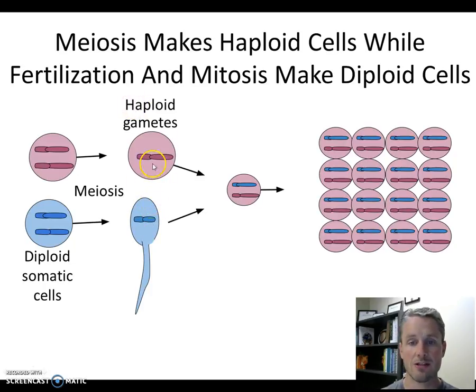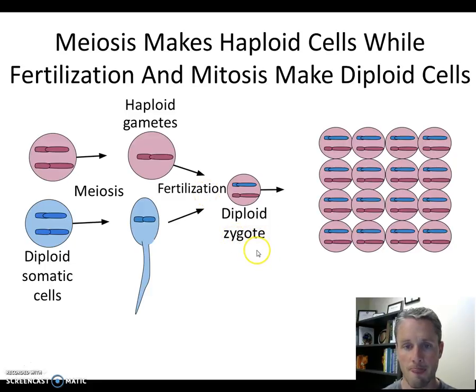We use these gametes during sexual reproduction to do fertilization. The sperm and the egg will fuse together to create a single cell that now has those 2 copies of the chromosome. So we just made a diploid cell, and that very first cell that occurs right after fertilization, we call it a zygote. So fertilization of 2 haploid cells together makes one diploid cell.